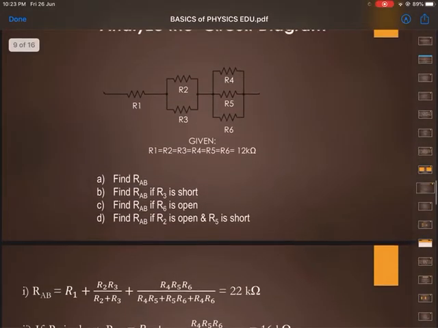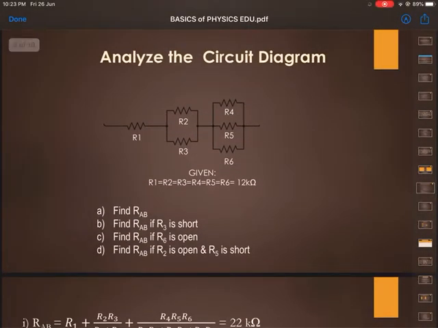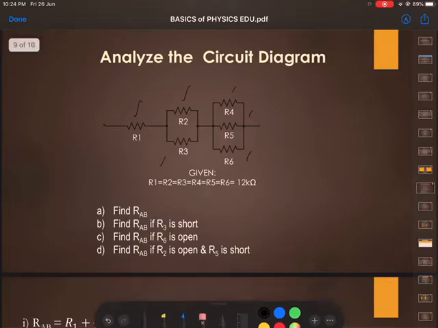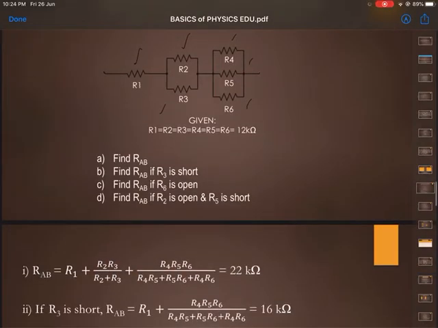Dear students, let us discuss circuit analysis. I already discussed it in my previous lecture, but let's have a more thorough understanding of this. Here I have a circuit where the resistances are R1, R2, R3, R4, R5 and R6. For simplicity, let us take all the resistances as 12K. So, all being 12K, we can find series and parallel combinations as per the requirement.